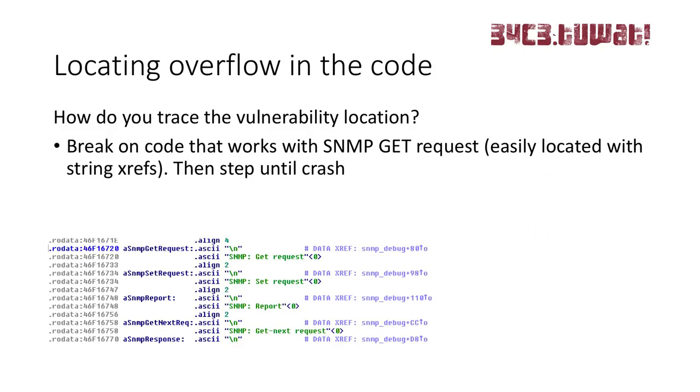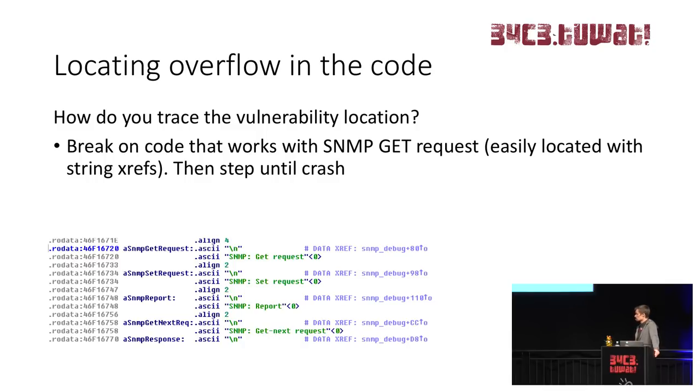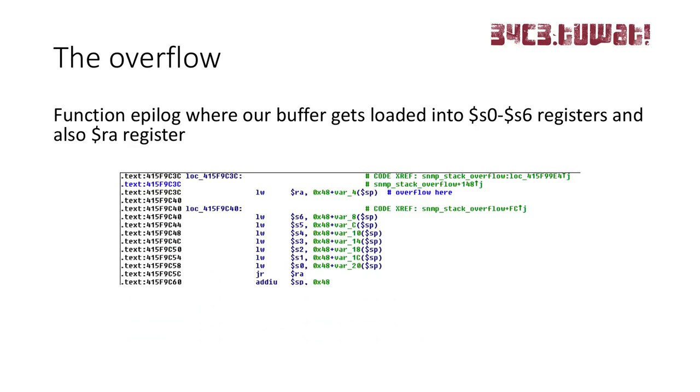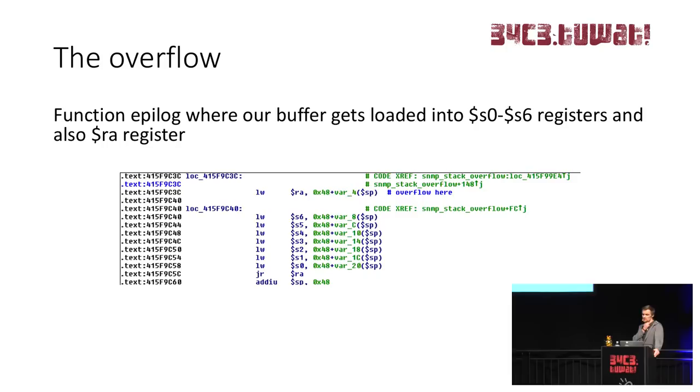So to find the SNMP overflow in the code, how do you do it? Basically, since we have all the string cross references, you can follow the strings that reference the SNMP GET request and just step until the crash. But a more efficient method is just to crash the device and start inspecting the stack after the device has already crashed. You just have to dump some memory on the stack, looking into the values that reference the code. Some of them will be return addresses, and this will give you a hint where the crash actually is.